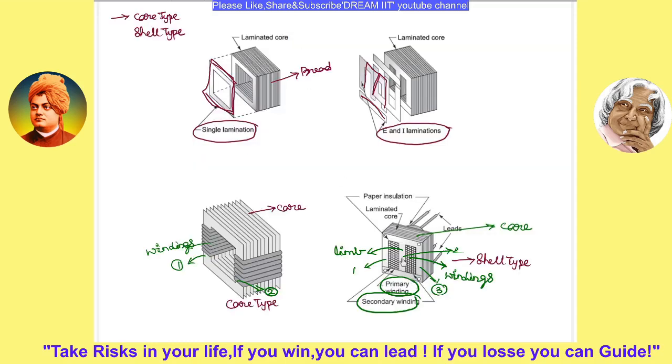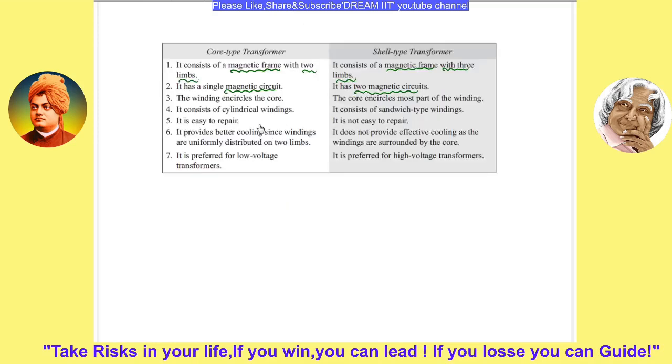Because if you observe here, this side is one magnetic circuit, and this side is another magnetic circuit. Next, the winding N circles the core, that is what I explained. Here the core encircles most part of the winding. So it consists of a cylindrical winding.